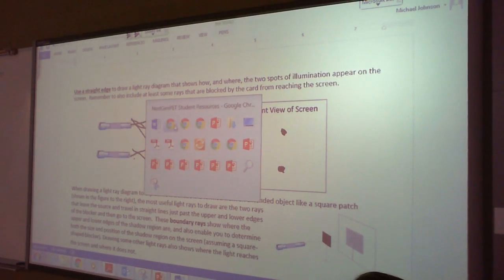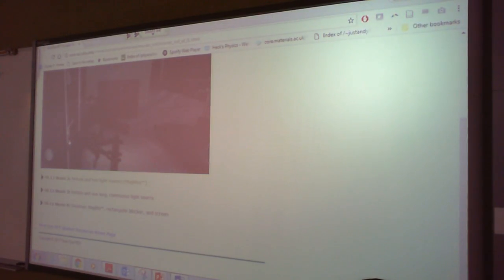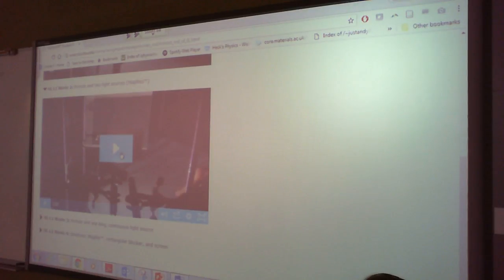And these movies are available on your website, the Blackboard website right below the lab. This second video shows what happens when we have two mag lights here and a single pinhole. We get two bright spots. In this case, they're side by side. Mag lights side by side, spots are side by side as well.